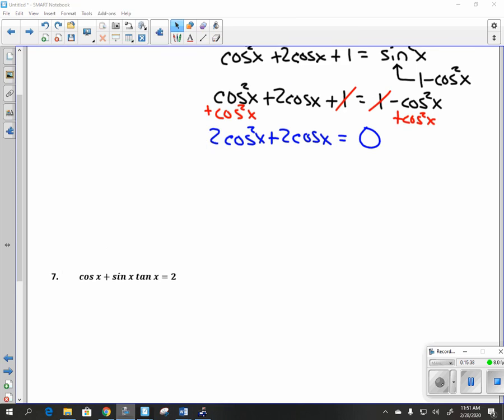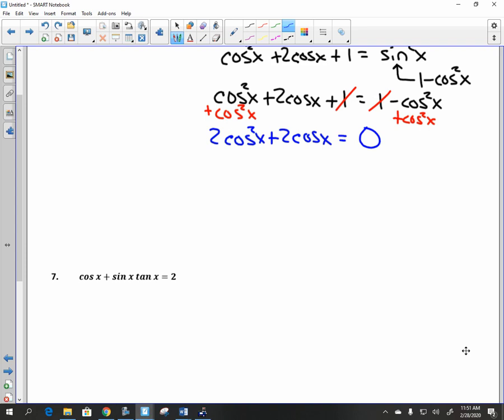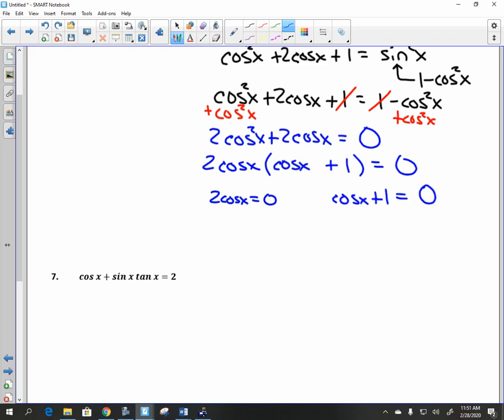Okay, let's finish it off. I got 2 cosine squared plus 2 cosine. What do I do? I factor out 2 cosine of x. Very good. When I factor out 2 cosine of x, what am I left with? Great. So I've got 2 expressions now. I've got 2 cosine of x is equal to 0. And I have cosine of x plus 1 is equal to 0.